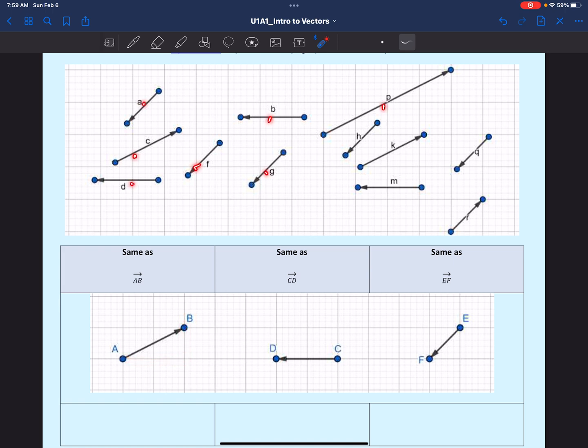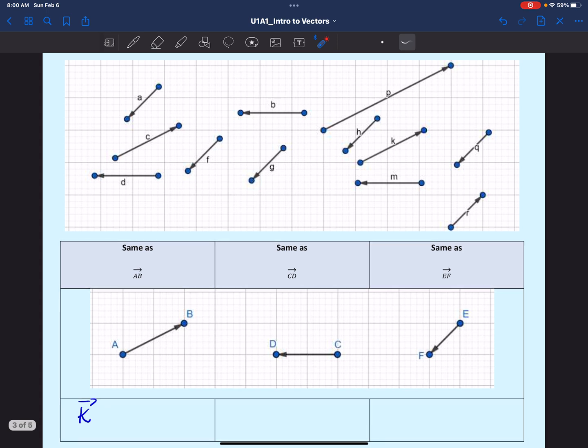So I don't see any. It seems that vector K is equal to vector AB. So I'll write this down here. And this one doesn't fit. This is going down, down. So it seems that that's all there is for vector AB. And wait a second, vector C2.